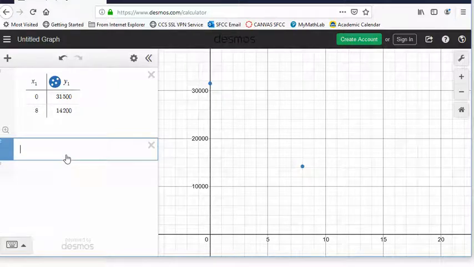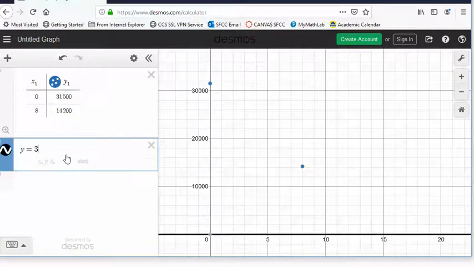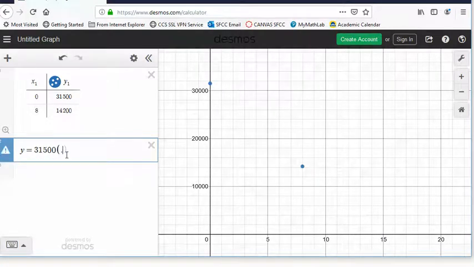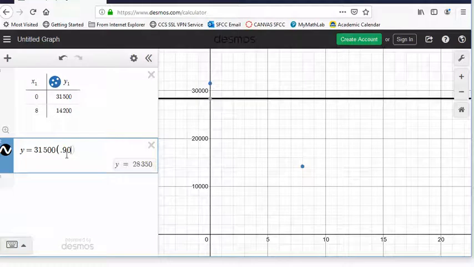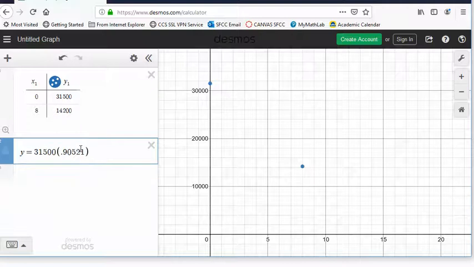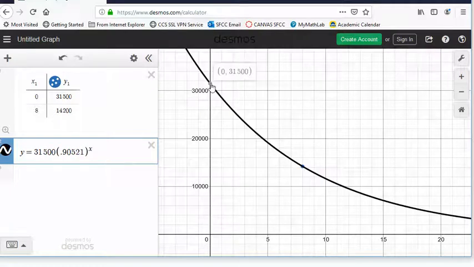Now, let's put our equation in. We had y equals 31,500 times 0.90521, okay, 0.905, to the, and we use t, but we'll use x here. Okay, so look at that. Here's our points, 0, 31,500, and this is right here, our 8, where that blue dot is. That's going right through our point. This is a great model, looks good.